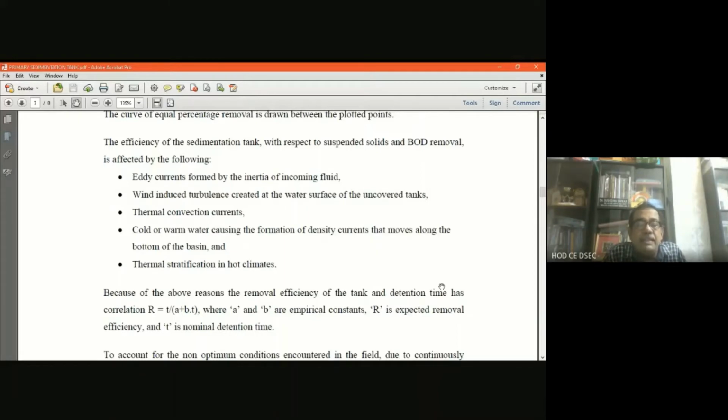Wind-induced turbulence, created at the water surface of uncovered tanks, is also an important parameter in deciding the efficiency. Thermal convection currents, cold or warm water causing the formation of density currents that move along the bottom of the basin. And finally, thermal stratification in hot climates.